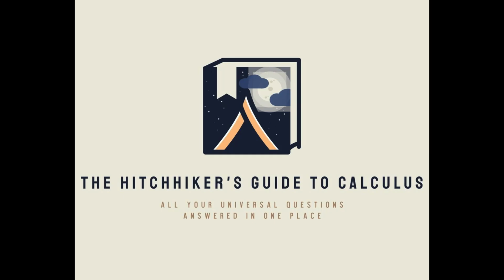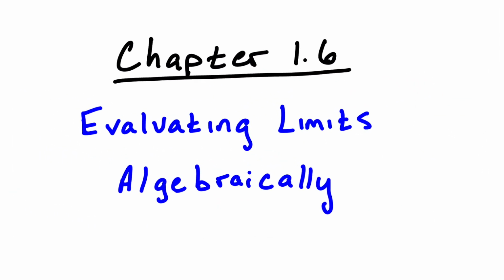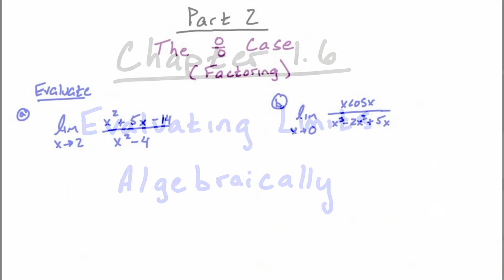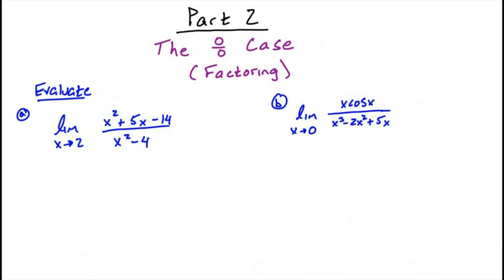My name's Kevin, and I'll be your guide to Chapter 1.6, Evaluating Limits Algebraically, Part 2, the 0 over 0 case, where we use factoring to help us.